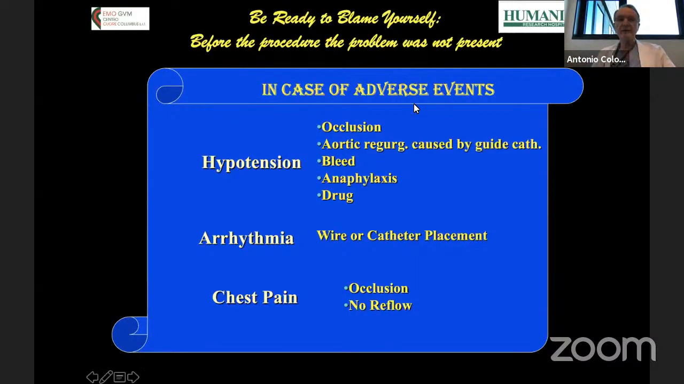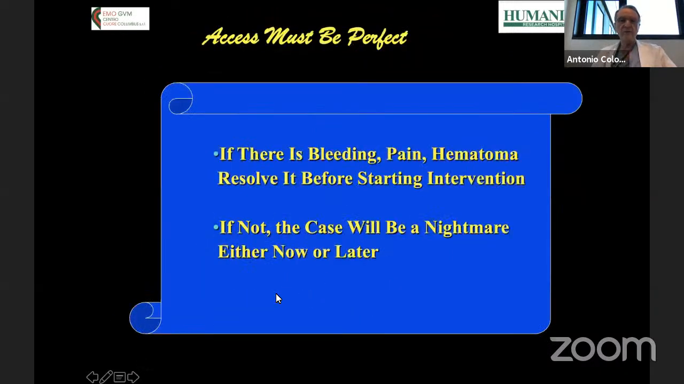In case of an adverse event like hypotension, think about occlusion, or aortic regurgitation caused by the guiding catheter. This is an underlooked complication, but always look: is the guiding catheter too low? Bleeding, anaphylaxis, drug, arrhythmia, wire or catheter placement, chest pain, occlusion, no reflow.